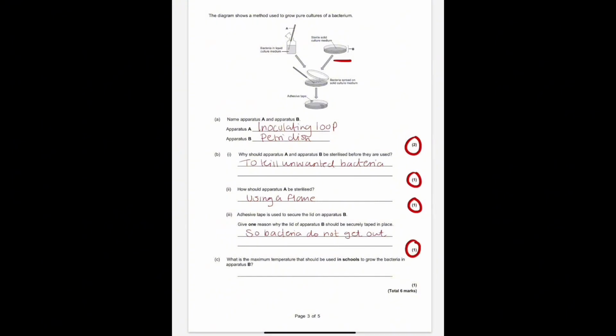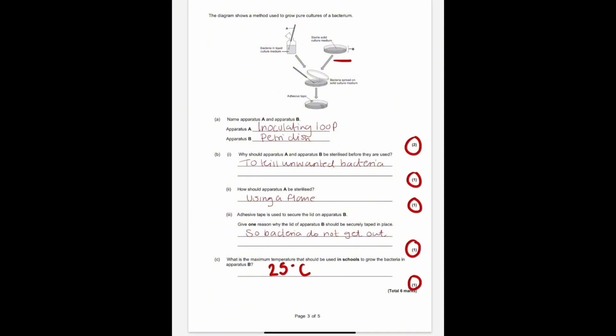What is the maximum temperature that should be used in schools to grow the bacteria in apparatus B? That is going to be 25 degrees Celsius, okay? Now, bacteria do grow better at 37 degrees Celsius, but in schools we are only allowed to use 25. If we use anything over 25, then we can grow very harmful bacteria that can harm us. So that will get you 1 mark.